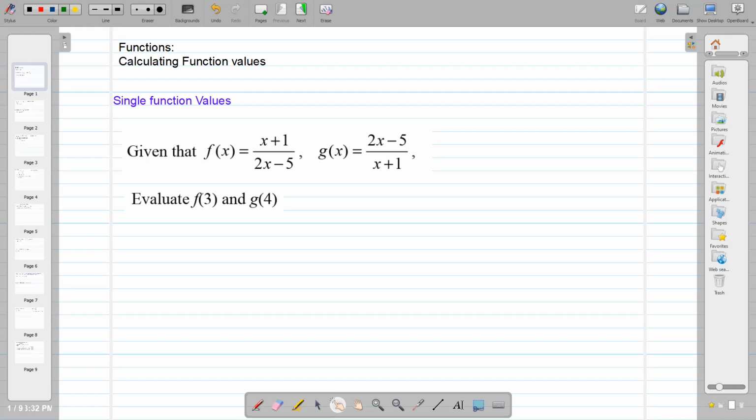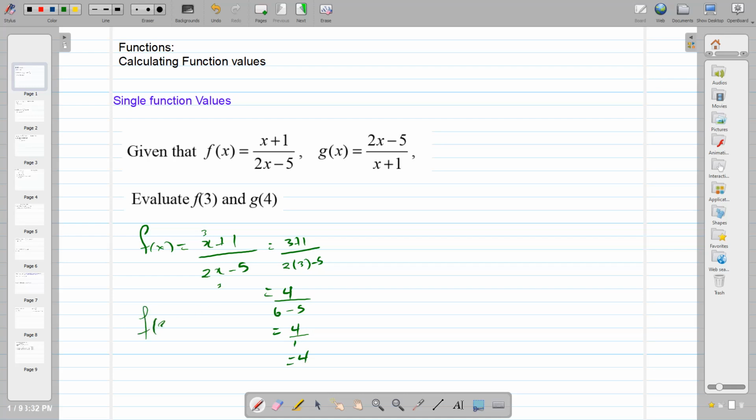So let's begin by looking at how to calculate f of 3 and g of 4. We're going to substitute. So using f of x and finding f of 3, wherever x is in the f function, we're going to put 3. So let me write f of x here. f of x is equal to x plus 1 over 2x minus 5. And we're simply going to substitute 3 here and 3 there. Now this will give us 3 plus 1 over 2 times 3 minus 5. And this is going to give us 4 over 6 minus 5, which gives us 4 over 1, which is just 4. So f of 3 is equal to 4.